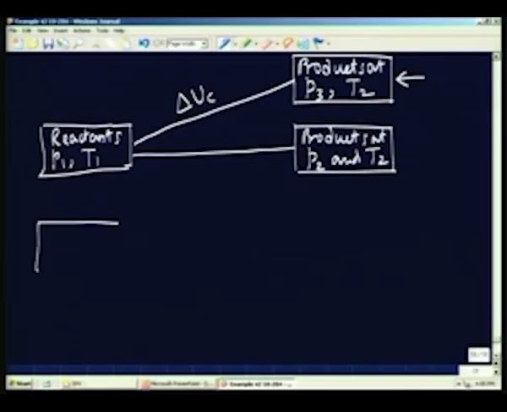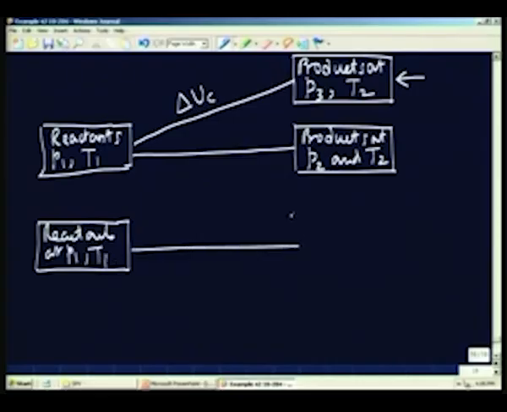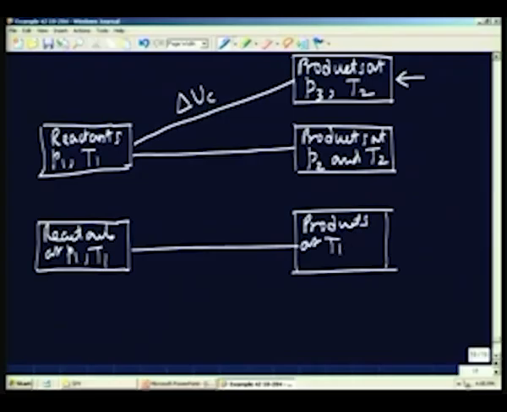What we need, according to definition, is the reactants at P1 and T1, and they have to be converted to products at T1 itself. This is what we require. This is what is required. This is what we are going to get.